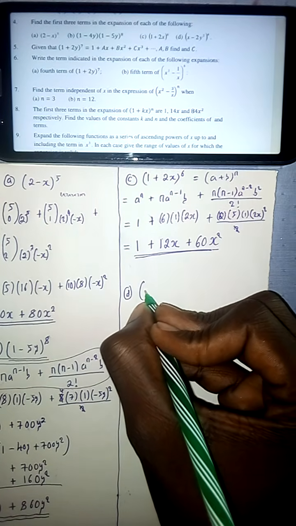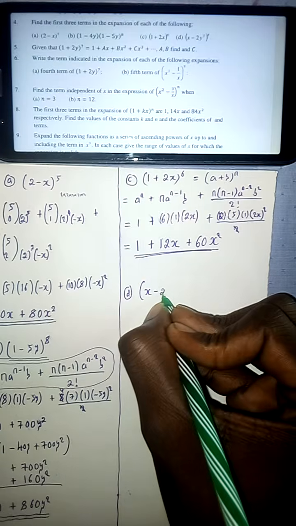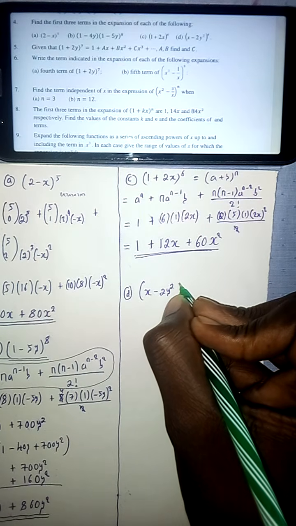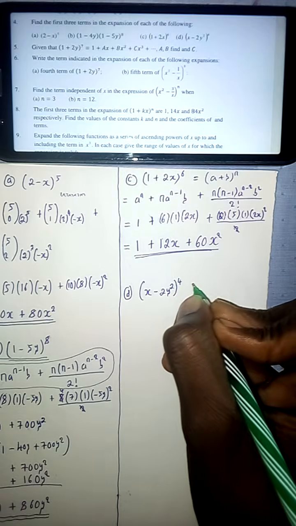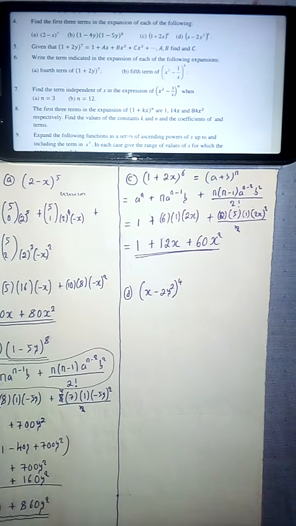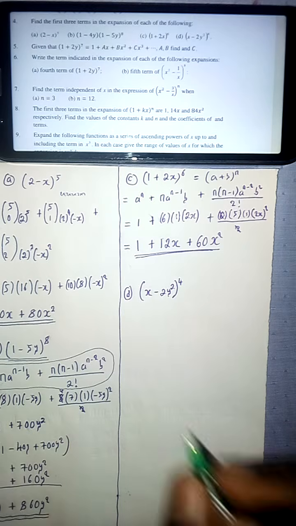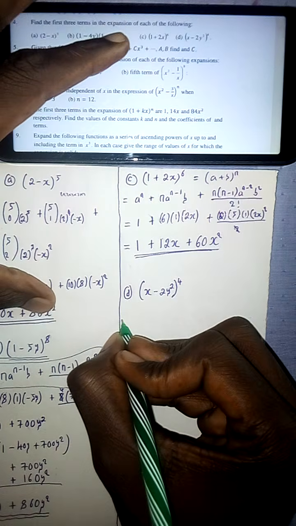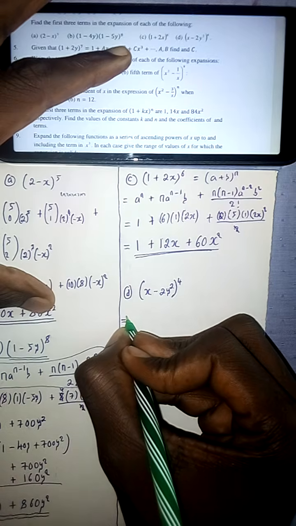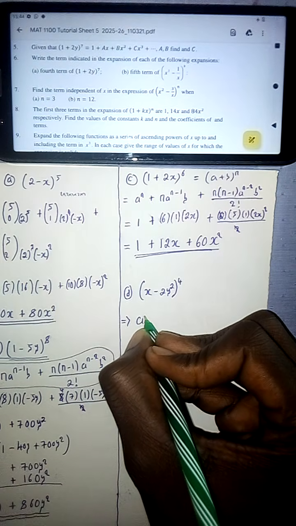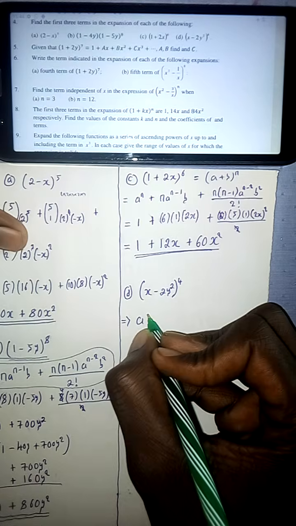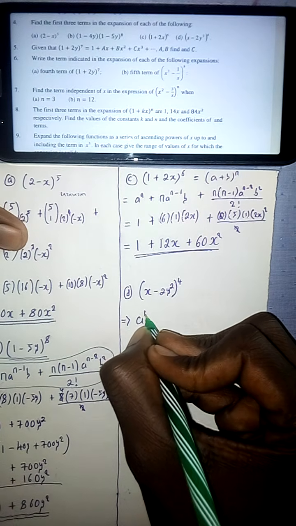All right, so this is our D part. As you can see, x minus 2y squared is to the power 4. All right, so how do we handle such a problem, guys? Well, the procedure is just one and the same thing. We have our formula. So here is our formula.